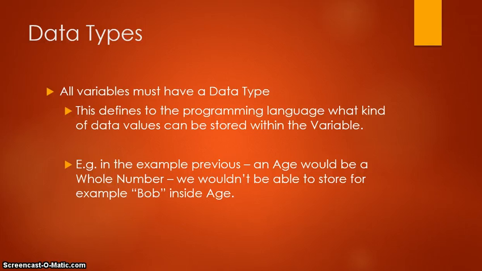Now, one important factor is that variables must all have data types. This tells the programming language what kind of data values can be stored. Obviously, for an age, we wouldn't want to put Bob in an age, and in some cases, we might want a whole number rather than decimal numbers. So we need to be careful what data types to use. They all take up a different amount of memory as well. That is something we can get to at a later date. But where possible, you try to save memory.